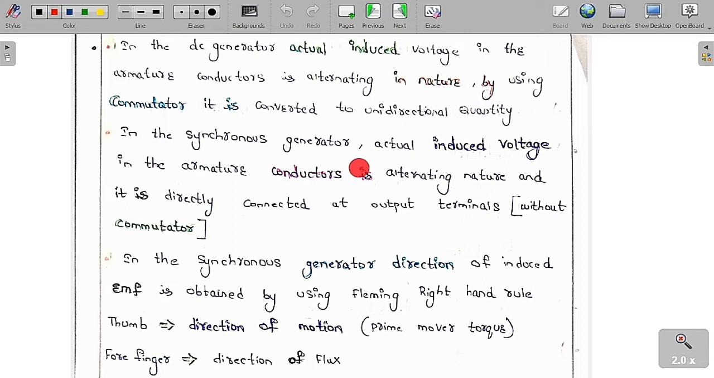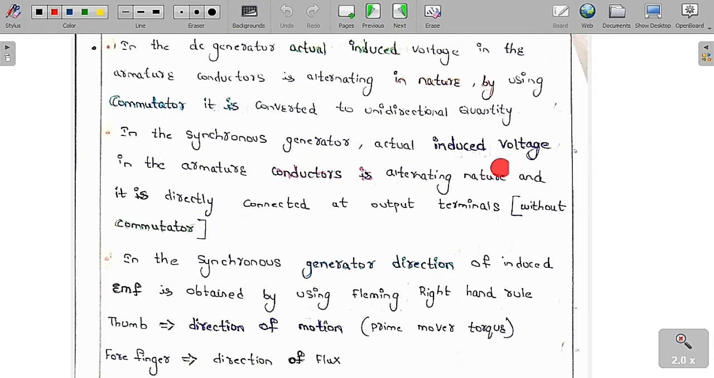In the synchronous generator, actual induced voltage in the armature conductors is alternating in nature, and it is directly connected at the output terminals without a commutator. I already told you, if you remove the commutator, it is also an AC generator. If you keep a commutator, we are going to get a DC output. Similarly, in the synchronous generator, whatever the induced voltage in the armature conductors present on the stator, it is AC in nature, as you are not going to keep any commutator. So the output is AC in nature.